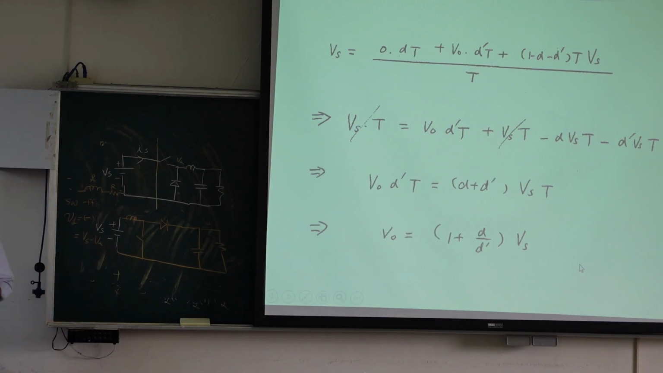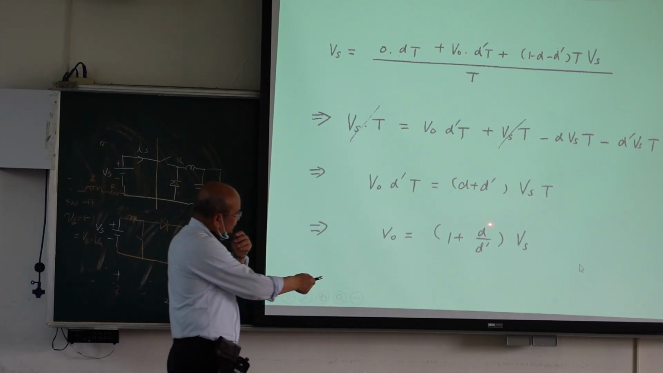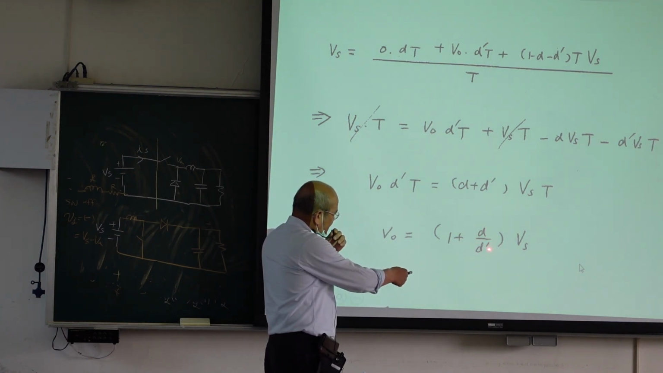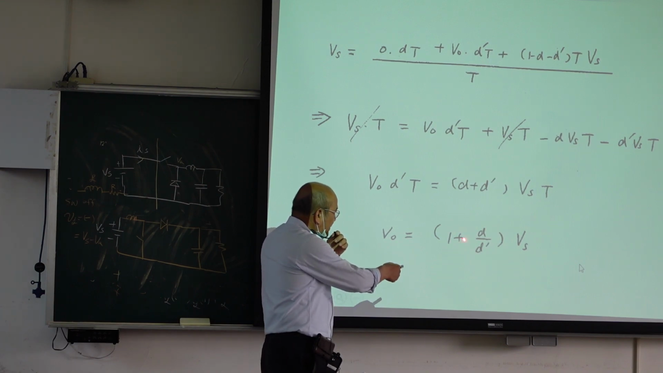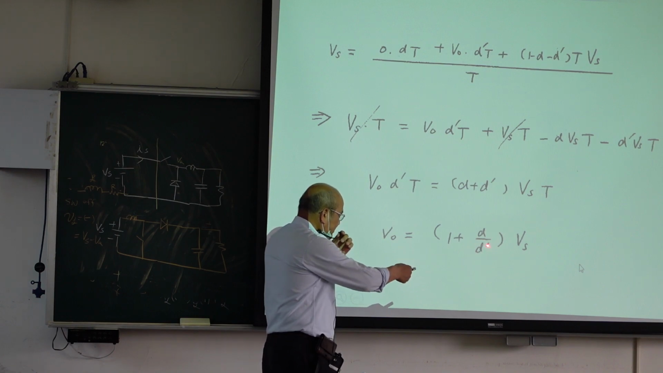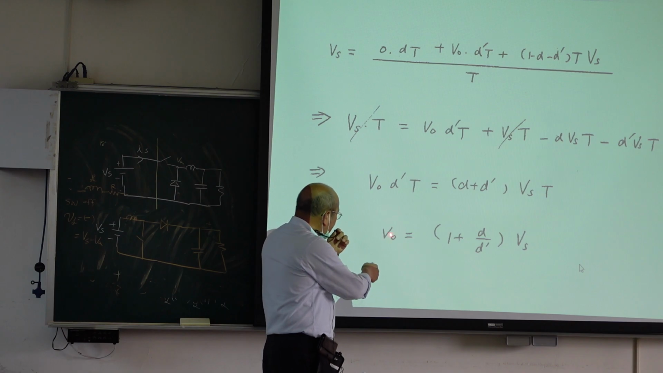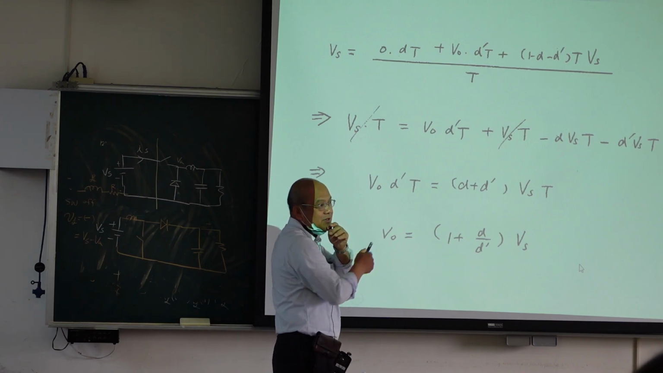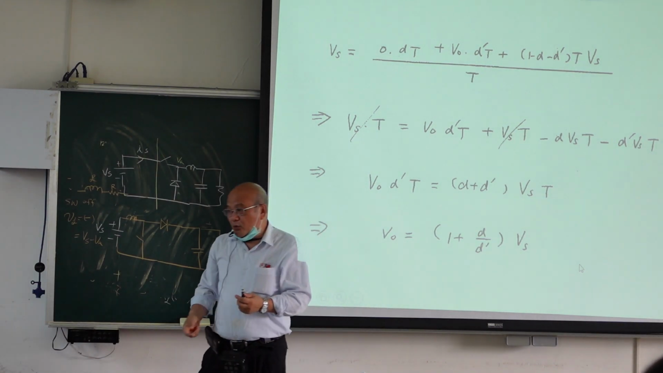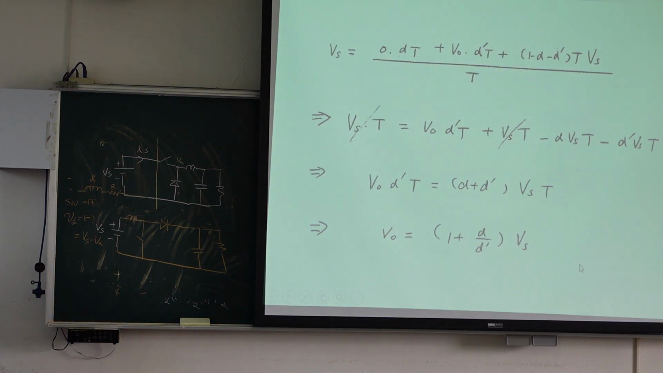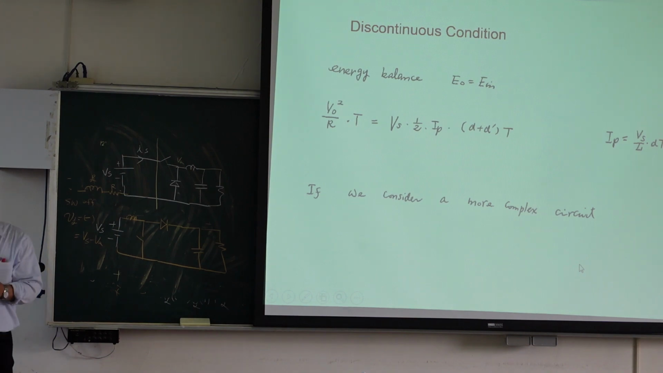So you can see D is always positive. D prime always positive. How about this item? Always positive. This is 1, 1 plus something else positive. This should be larger than 1. So you can see VO is larger than VS. So it is a boost converter. So you can develop a boost converter.